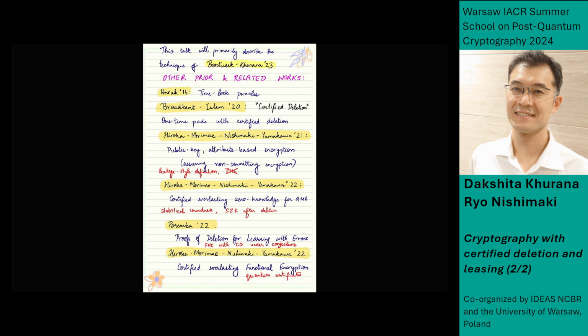In another work of mine, we consider certified everlasting security as Dakshita Khurana does, and we also consider functional encryption with certified deletion. So this is some concurrent and independent work of Dakshita and Khurana.